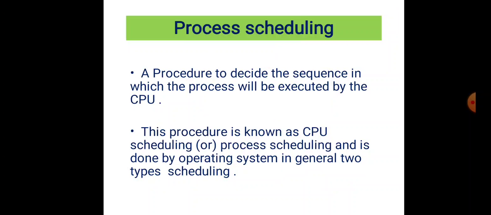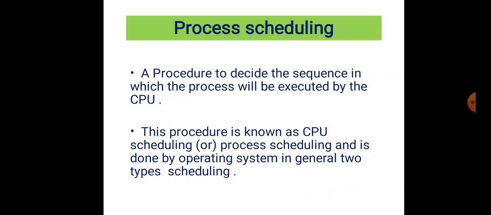Next we'll move to process scheduling. First, what is meant by scheduling? It means how the processes are executed by the CPU. There must be a procedure to decide the sequence in which the processes will be executed by the CPU. This procedure is known as CPU scheduling or process scheduling and is done by the operating system.